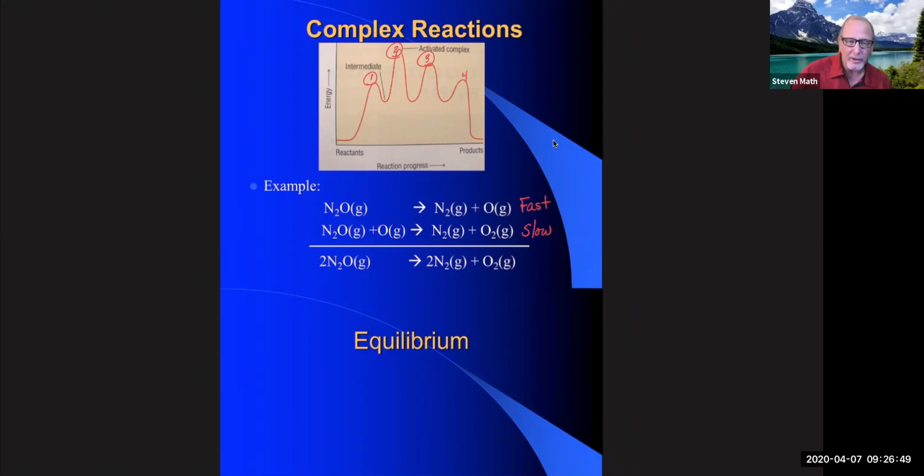Other than that, the mechanisms themselves, we're not going to get into, we're not going to figure out. All we're going to do is interpret the graphs. And so in this case, the second step has the highest peak. That's where the activated complex was formed. And that's what's going to control how fast this reaction is going to occur.